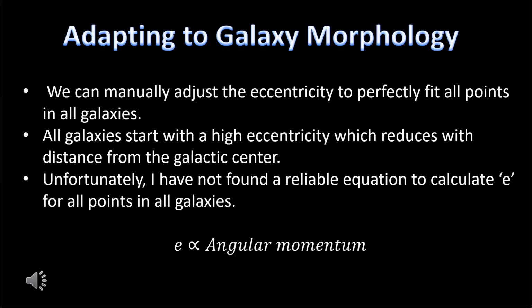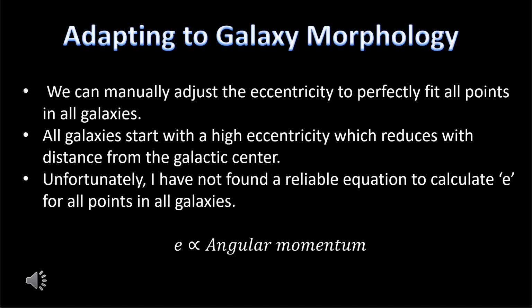In fact, we can cheat. We can manually adjust the eccentricity to perfectly fit all points in all galaxies. All galaxies start with a high eccentricity, which reduces with distance from the center of the galaxy. Unfortunately, I haven't come up with a reliable equation that calculates the eccentricity for all points in all galaxies.